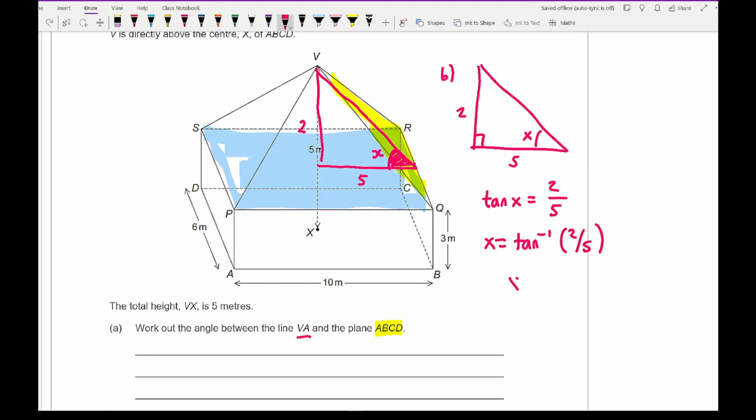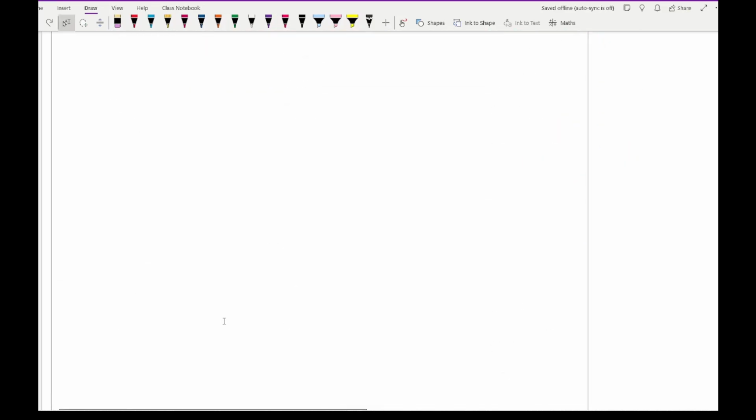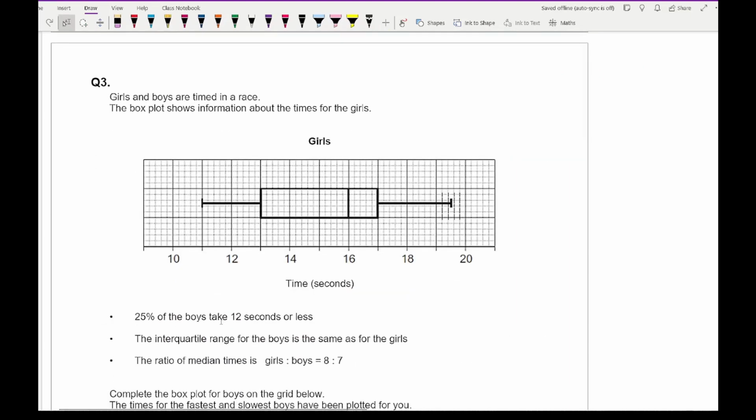And if I type that into my calculator, I should end up with an answer of 21.8 degrees, and that's to 1 decimal place. So moving on to question 3, looking at box and whisker diagrams or box plots.